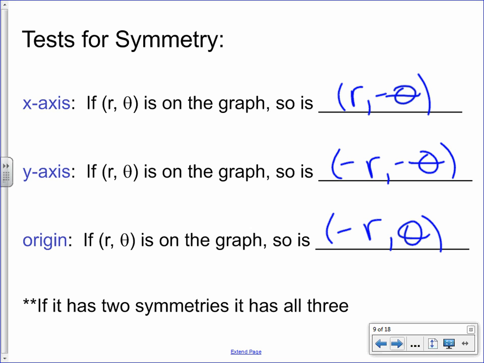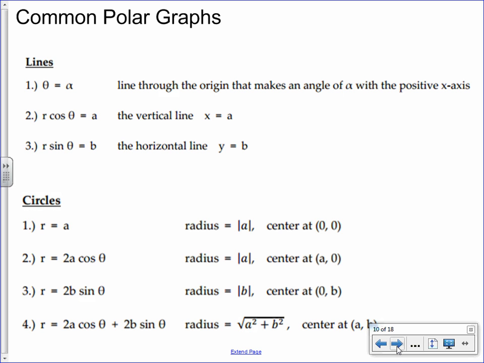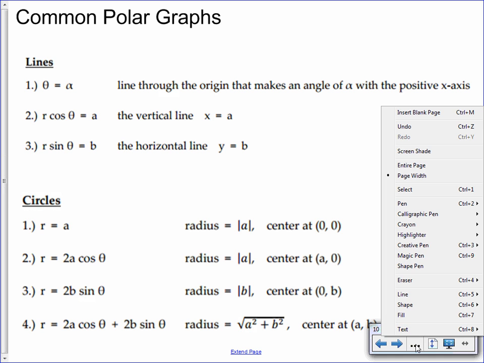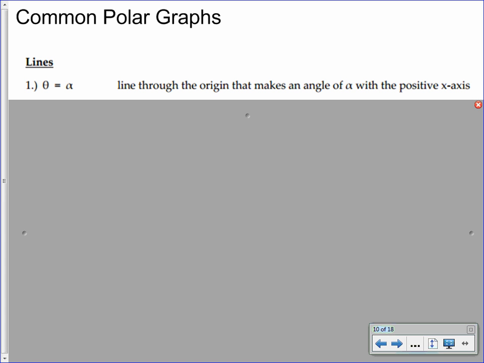Lines. How do we make a line on a polar graph? Theta equals. Theta equals pi over 4 is a line at the angle pi over 4. I would not write everything word for word, but theta equals a number would be sufficient.